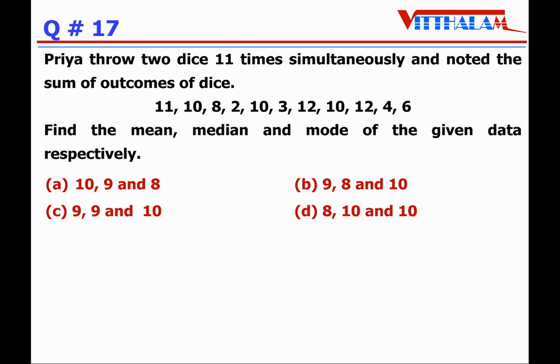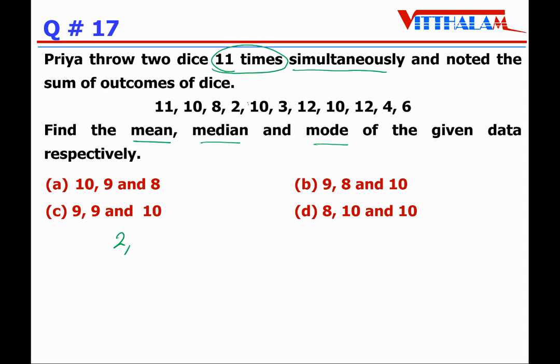Next. Priya threw two dice 11 times simultaneously and noted the sum of the outcomes of the dice: 11, 10, 8 to 10. Find the mean, median, mode of the given data. If you want to find mode and median, first and foremost, write down the data in ascending order.